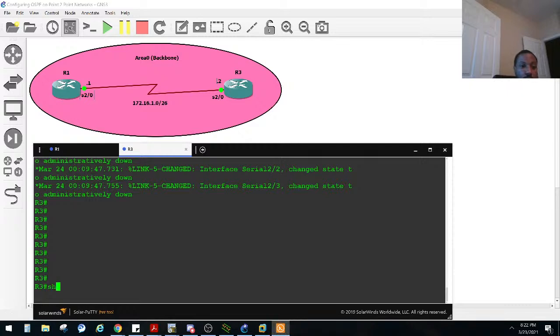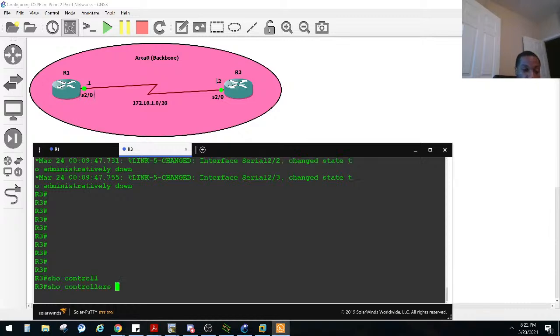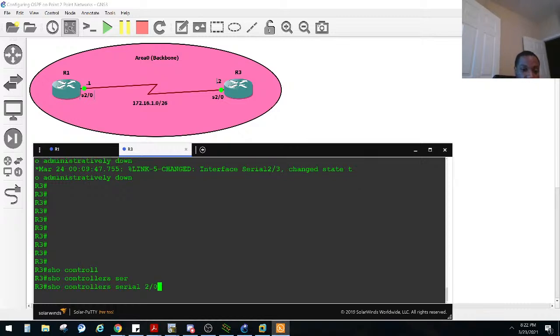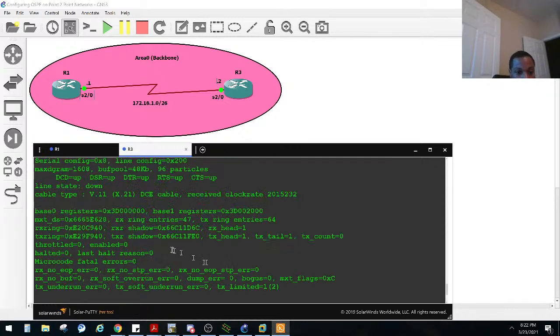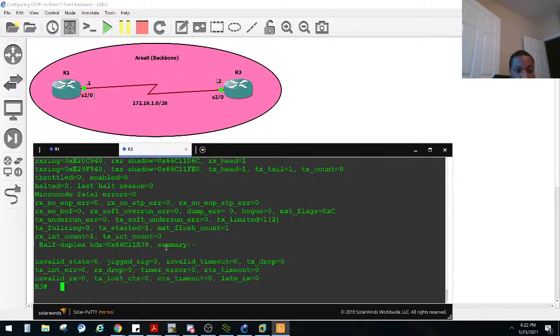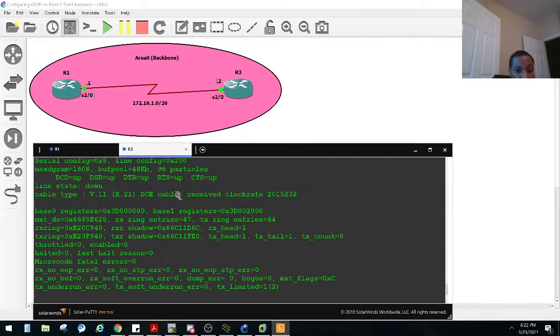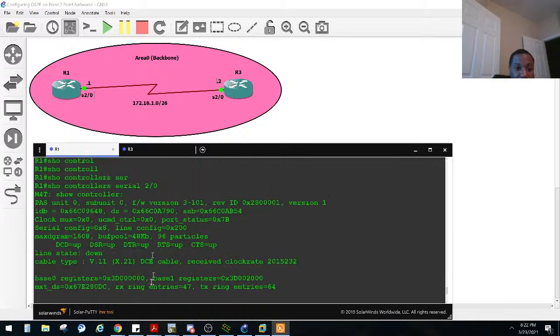So let's do show interface serial. Show clocking, show clock. No, show controllers. I'm talking too much. Serial 2/0. And are we doing any clocking there? We don't see any clocking on this side. It says DCE cable, receive clock rate. Let's bring it up and let's see what happens, because it says it there as well. So that proves me wrong right there, actually.